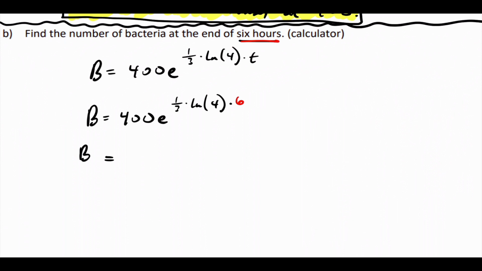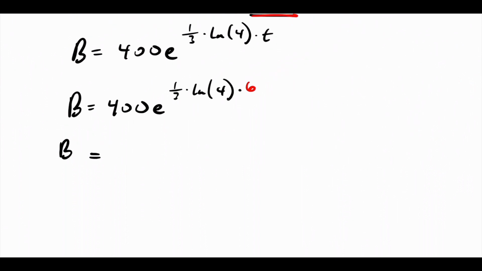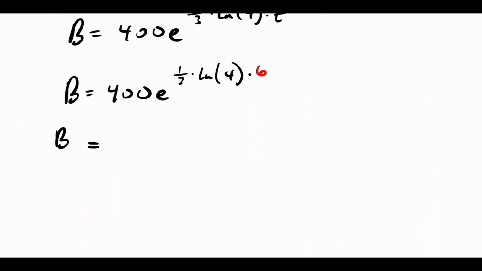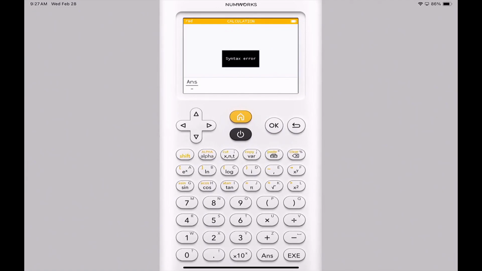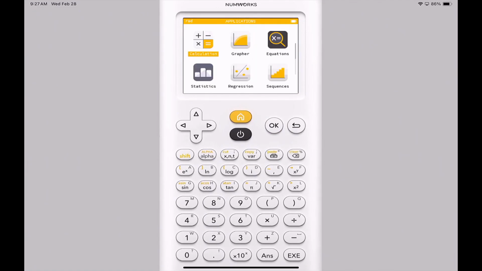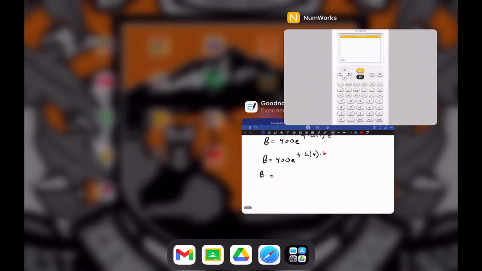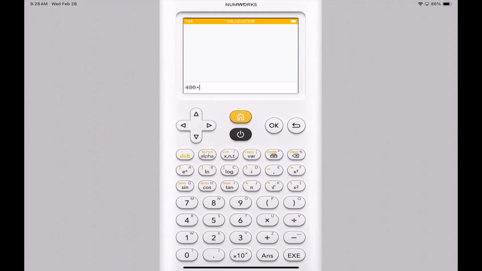Calculator. So, again, the thing I like about the NumWorks calculator is that literally your answer, when you plug in things, is going to look exactly like that. So we're going to go to the calculator. If you're home, you'll always start at home, hit the calculation part. Now it's a calculator. So we had 400, right? Times E. E is right above sine, which is 2 above 7.